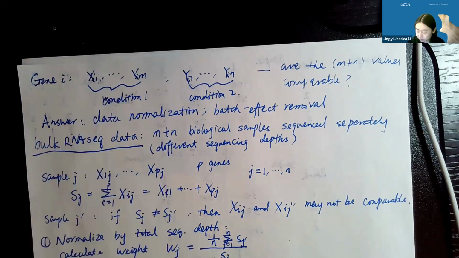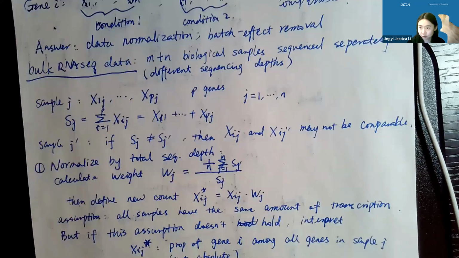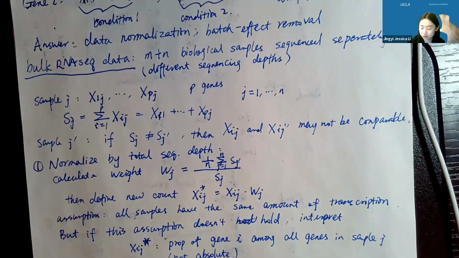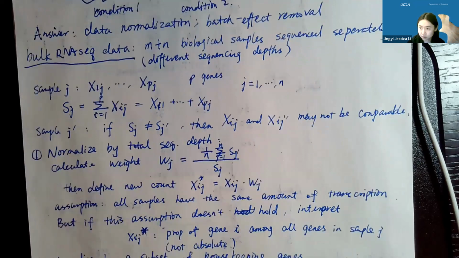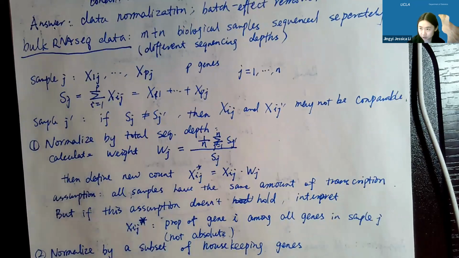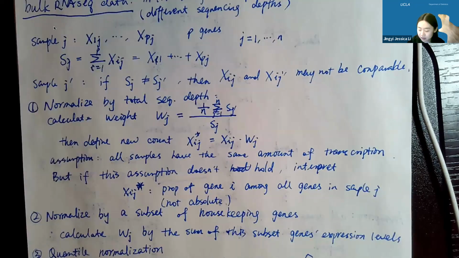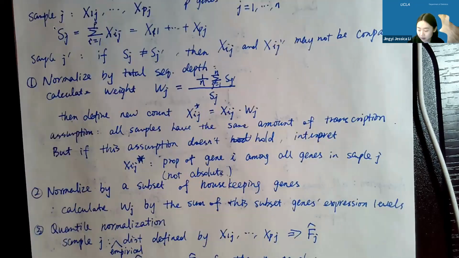To address that, normalization or batch effect removal, two terms that are actually used interchangeably many times, are used to correct the data. So we will perform differential expression analysis after the correction. And we talked about three ways to do the normalization. The simplest one is to simply normalize by the total sequencing depth or the library size. So we basically make sure that for each sample, we take the sum of the gene counts in that sample, then the sum must be the same for all samples. That's the basic assumption.